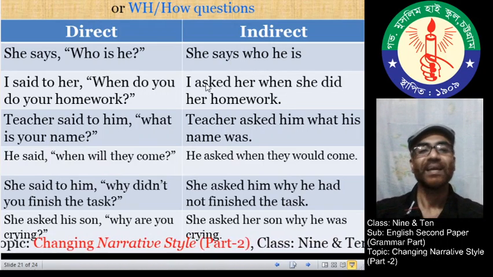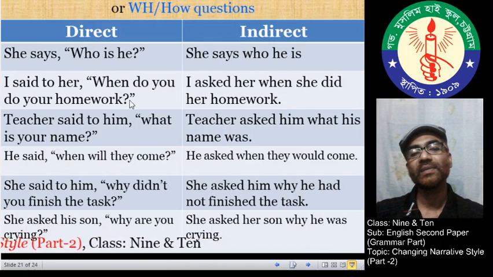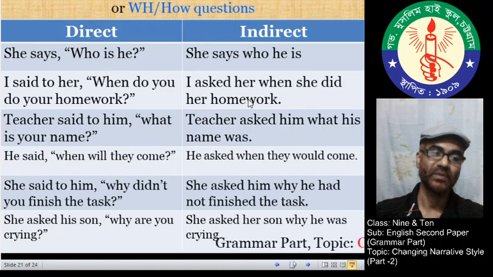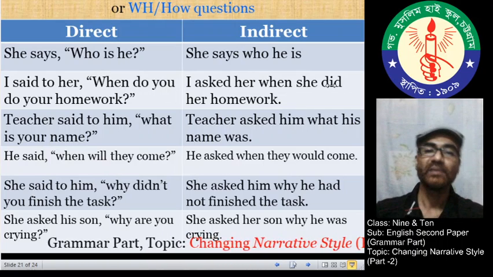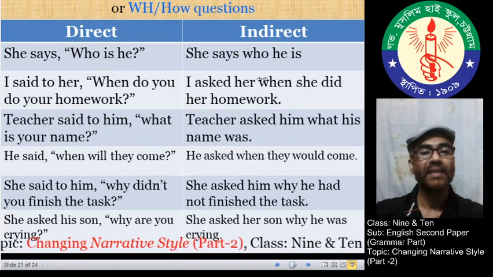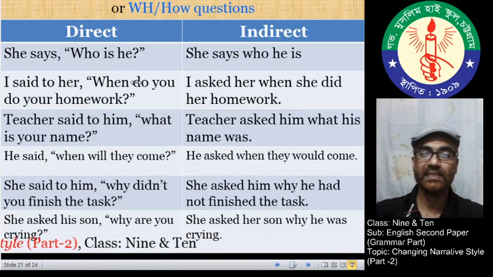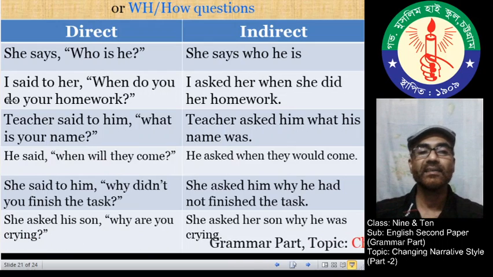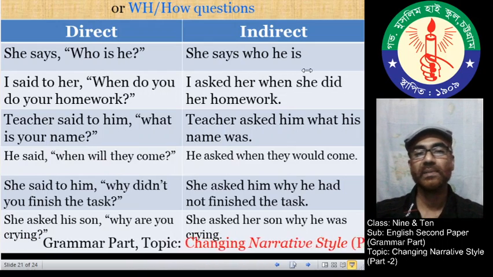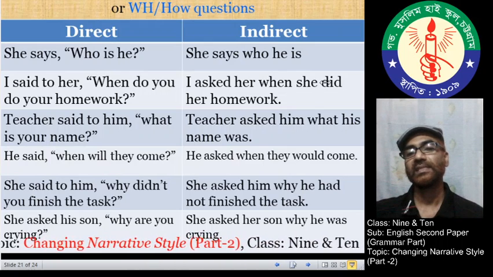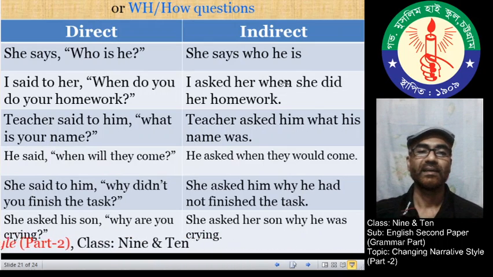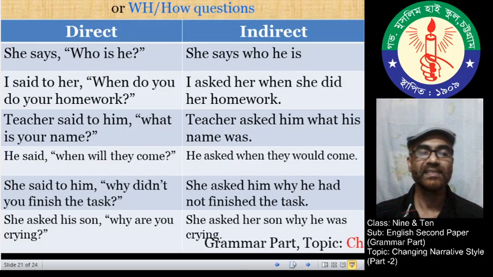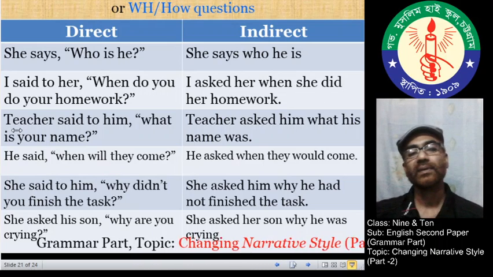Okay, next one. I said to her, when do you do your homework? I asked her when she did her homework. And here this do is an auxiliary verb, and that's why do is omitted, and this do is the principal verb, that's why here we used did. That means the tense of the speech is changed. Okay, now come to the next one.